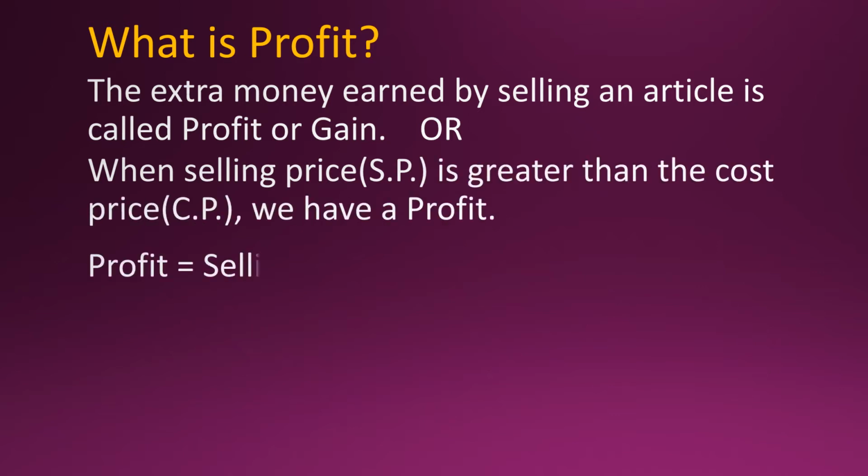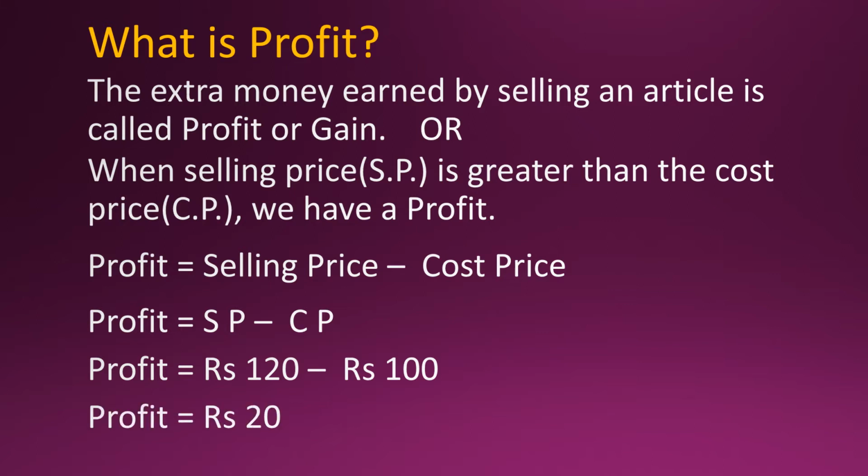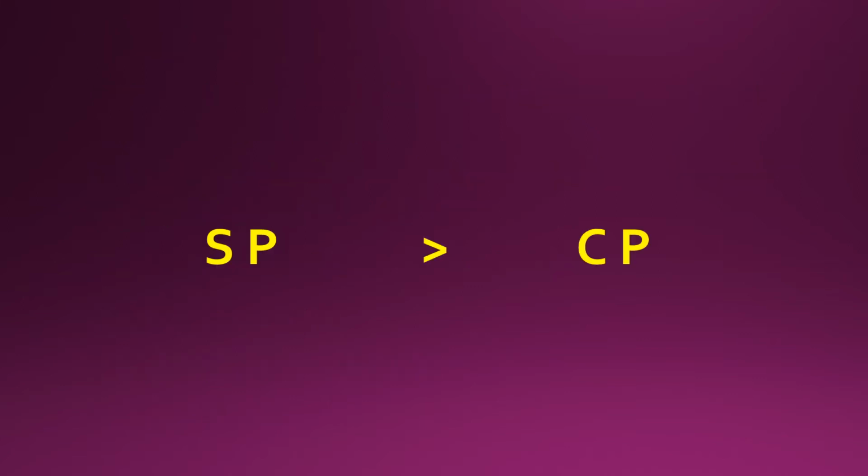So profit is equal to selling price minus cost price. Or in short form, profit is equal to SP minus CP. That is rupees 120 minus rupees 100. Now do the subtraction. So we get profit is equal to rupees 20. So if SP is greater than CP, means you are selling it in more amount than you bought the item, you will be in profit.